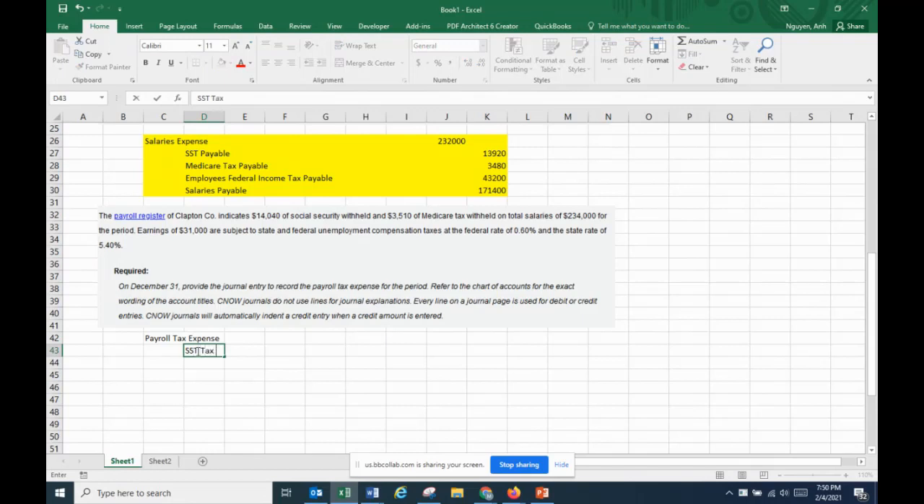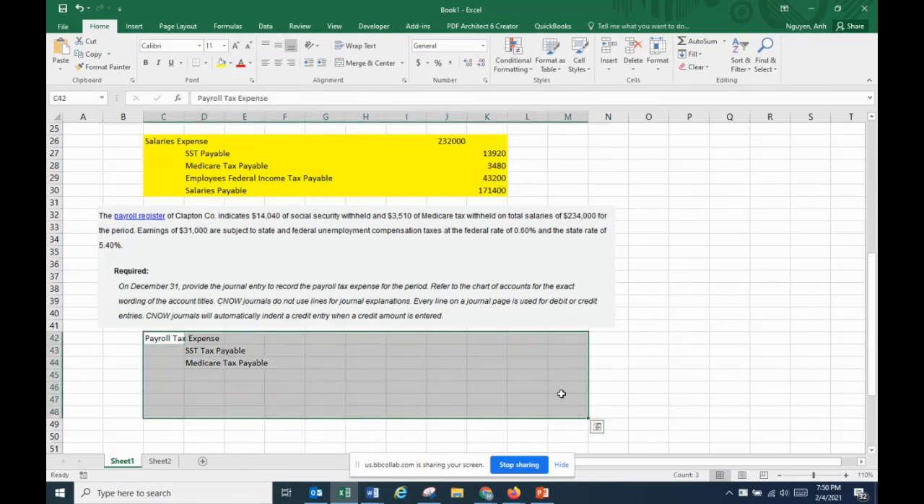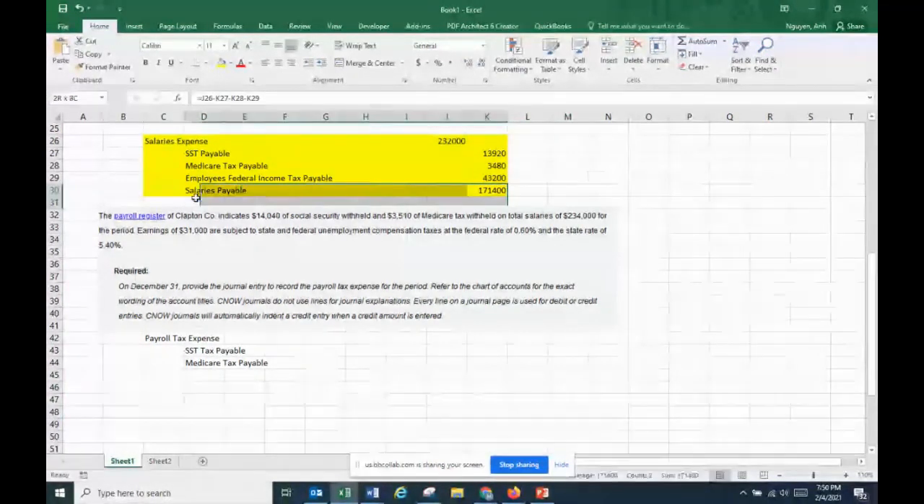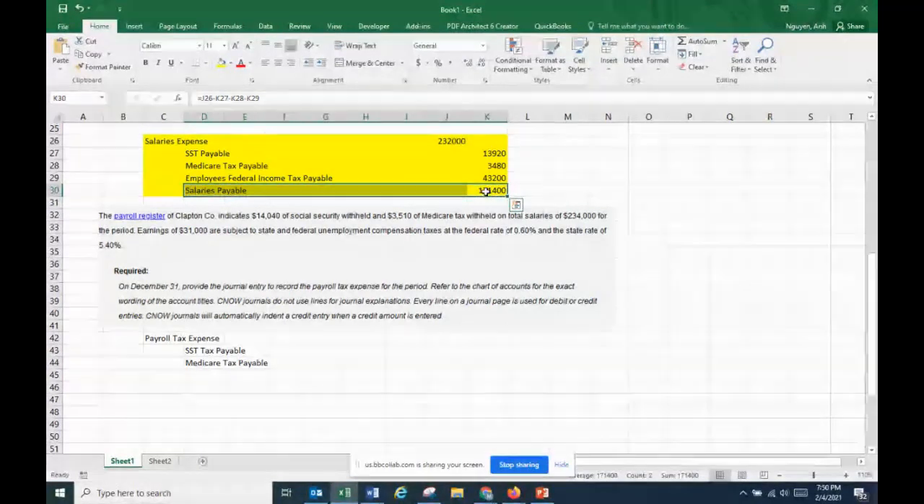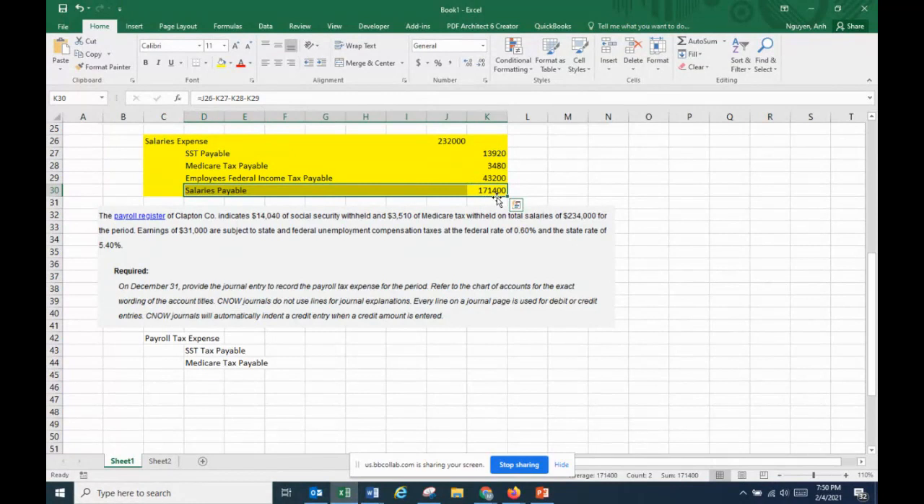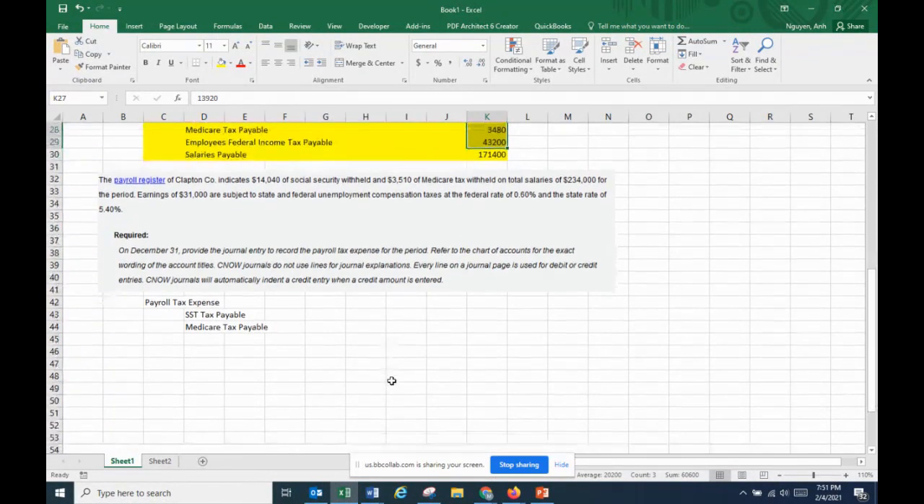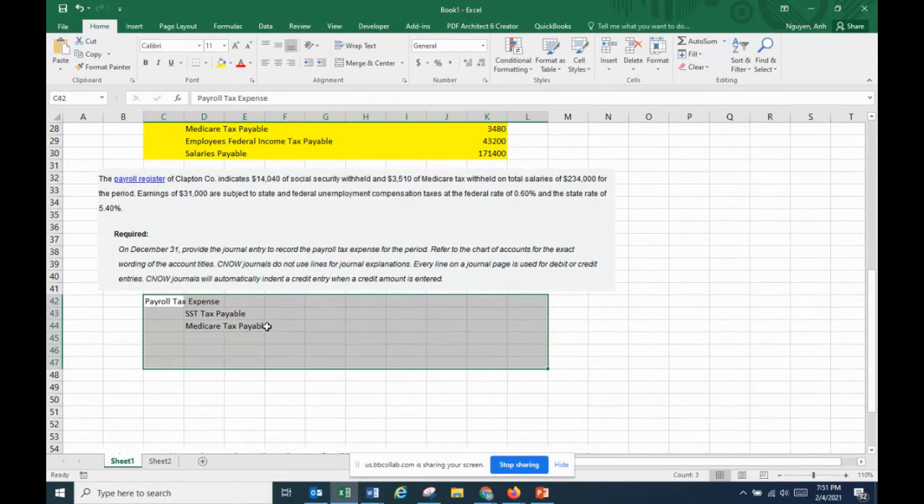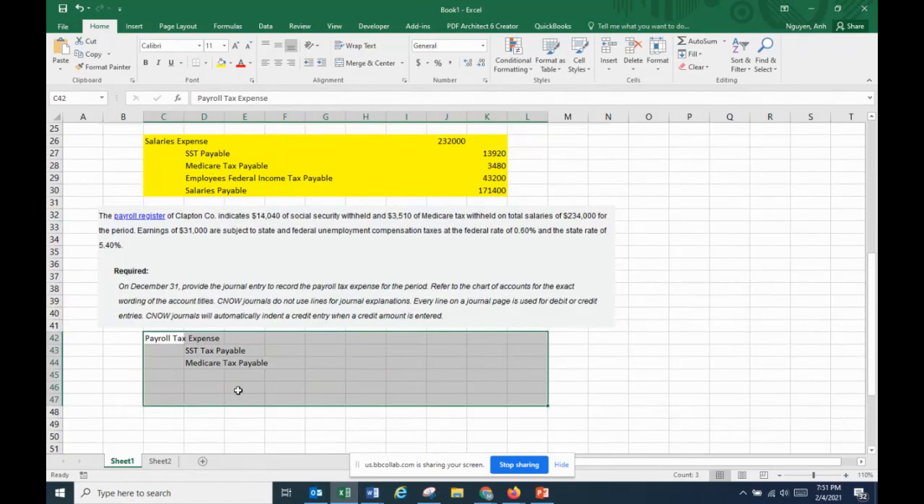So that's Social Security tax payable, Medicare tax payable. Don't get the two confused. This is the company's expenses on payroll. This is also the company's expenses on payroll, but it relates to the employees: the salaries due to the employees, $171,400 in salaries. And these are the payables the company collected from the employees on behalf of the government and needs to remit. Now, this is what the company incurs in terms of similar taxes, Social Security and Medicare as well, but it's what the company actually owes the government. It's the company's operating expense.